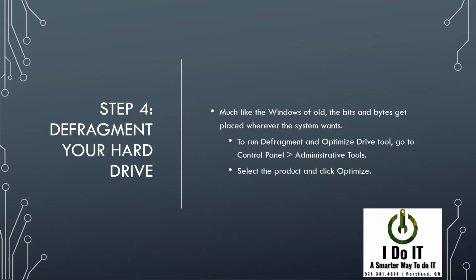Step 4, defragment your hard drive. Windows has a tendency to dump files anywhere it wants. This is a great way to consolidate those files so the operating system can access them more efficiently. You may say, oh, well, I have an SSD or a solid state drive. This still applies.